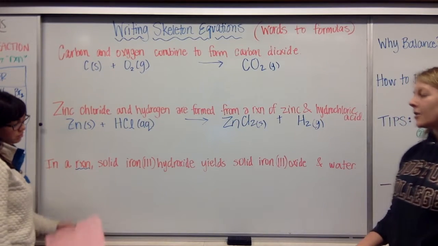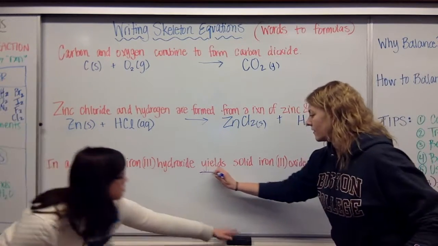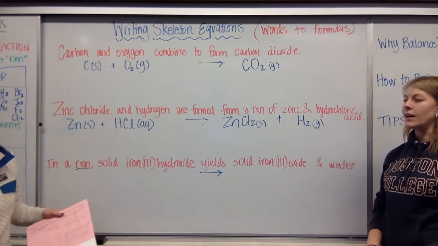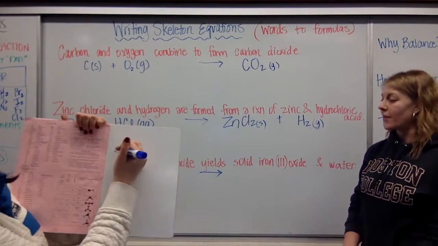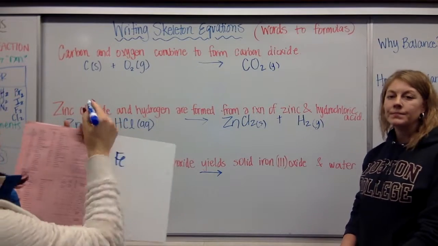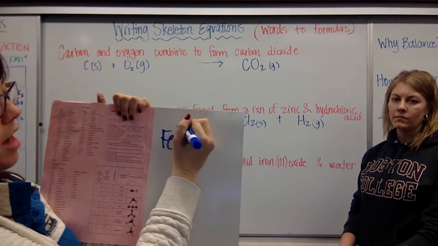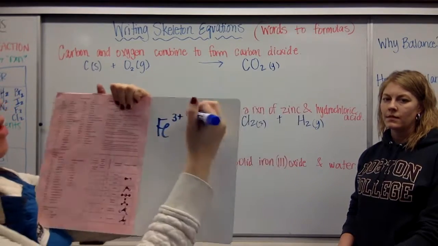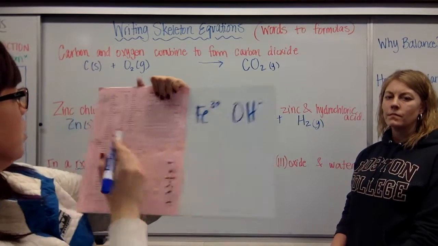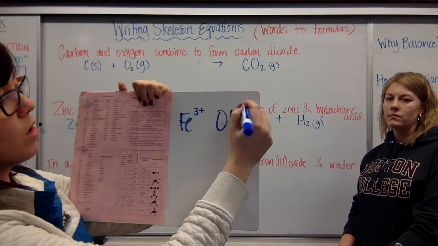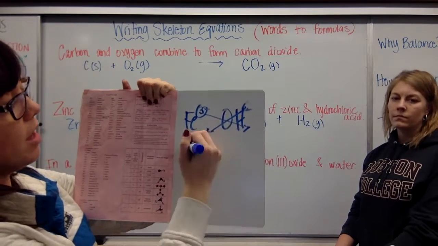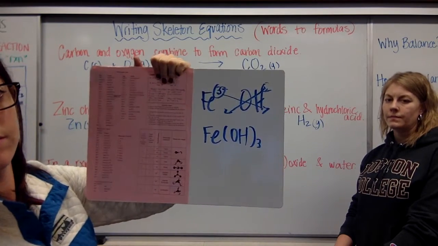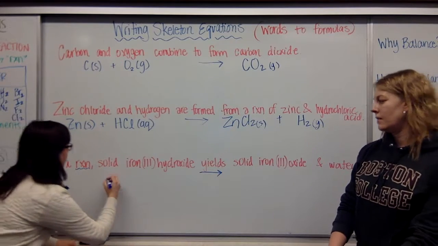In a reaction, solid iron 3 hydroxide yields, there's my yield sign, solid iron 3 oxide and water, right? So Ms. Thomas is going to show you how to do the crisscross method of iron 3 hydroxide. So remember, the 3 is telling me the charge of the iron, so it's going to be iron 3+, and hydroxide, you can find it on here, I don't know where it is, but it's OH-. Right down there, OH-1, so I am going to end up with iron hydroxide. Okay. So iron.